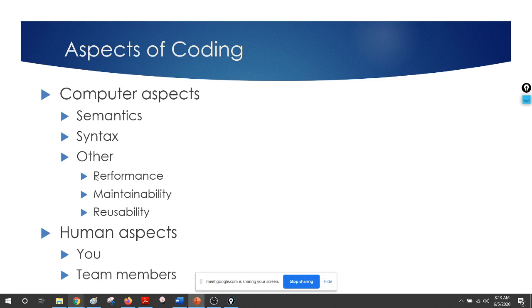Then aspects of coding. When it comes to coding, there are two aspects: the compute aspects and the human aspects. That is very important, right?